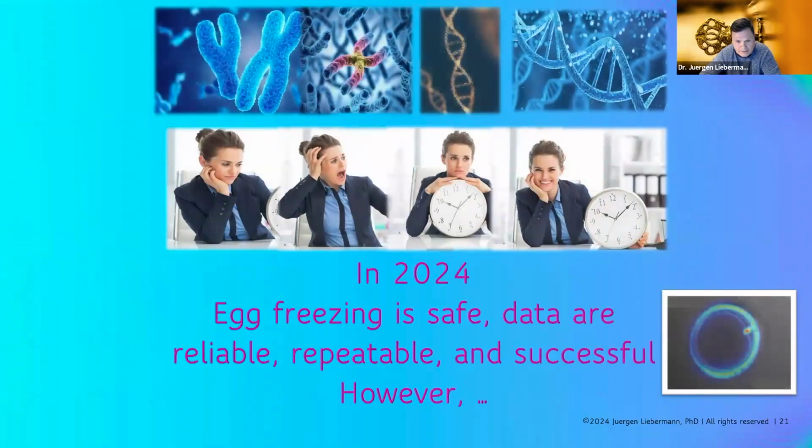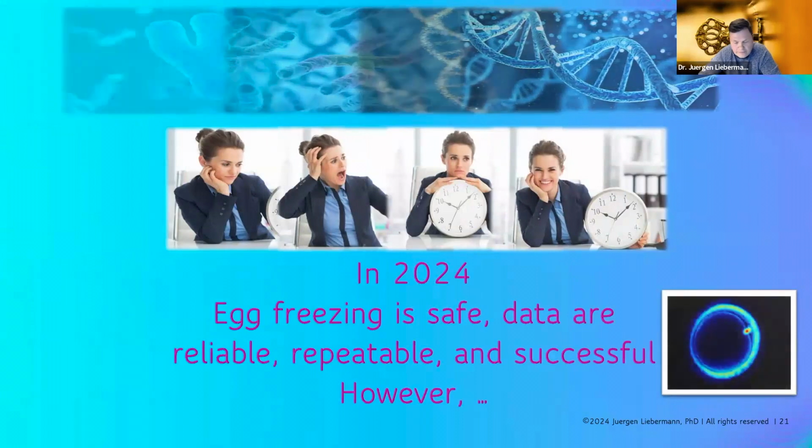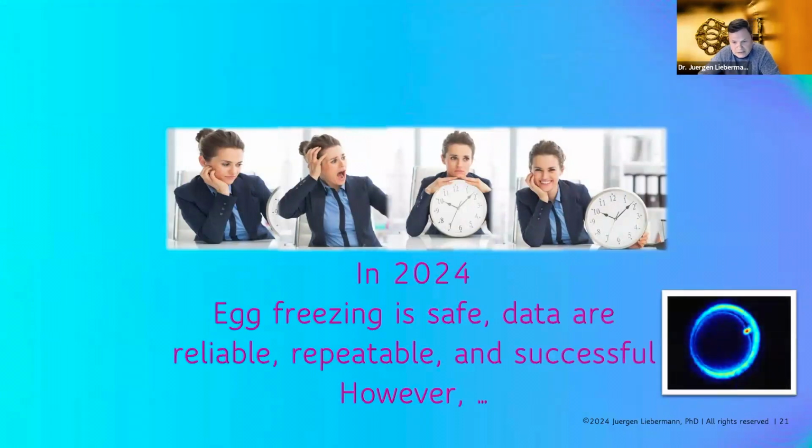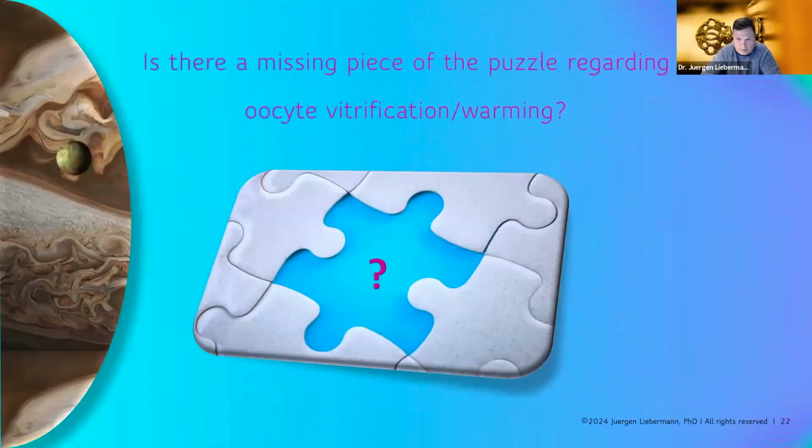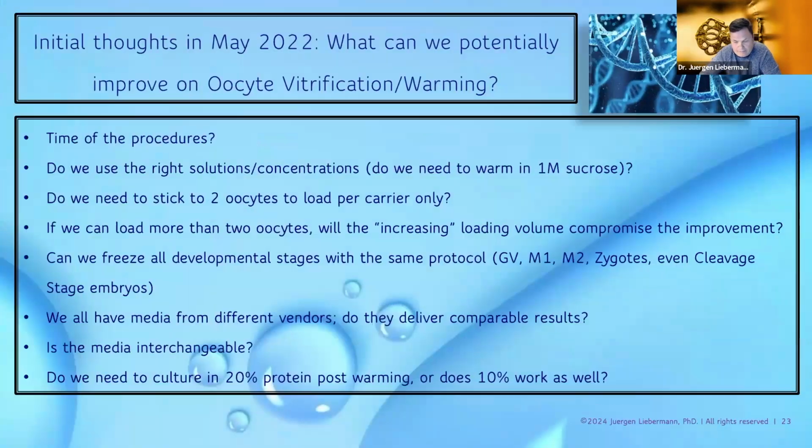So in 2024, egg freezing is definitely safe. Data are reliable, repeatable, and successful. However, is there a missing piece of the puzzle regarding oocyte vitrification as well as warming? And so I went, as I did similarly for blastocysts back, and had a couple of questions.